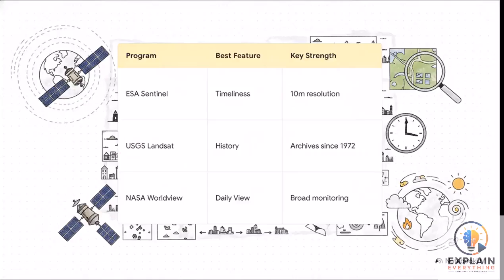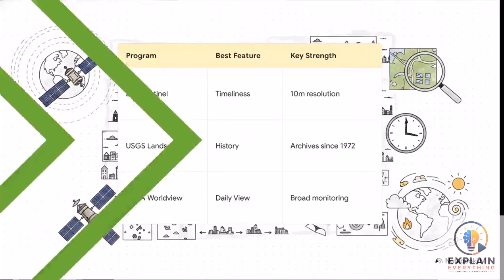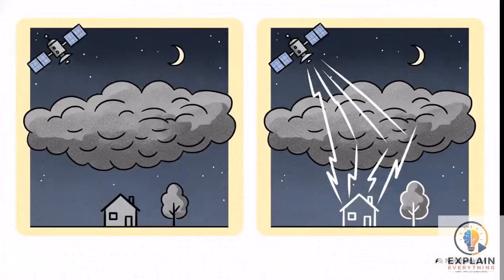And if you need to see massive weather systems or wildfire smoke unfolding right now, today, NASA gives you that daily global picture, albeit at a much coarser resolution. Now, here's a really crucial distinction you've got to understand when accessing this data: optical versus radar imagery. Optical imagery, like what you get from Sentinel-2, gives you those gorgeous natural color pictures. But, and it's a big but, it gets completely blocked by clouds and darkness.